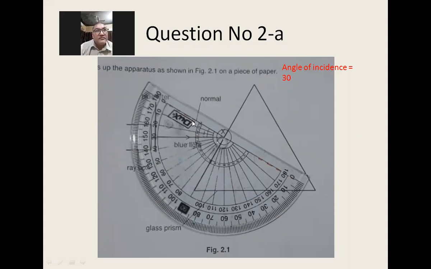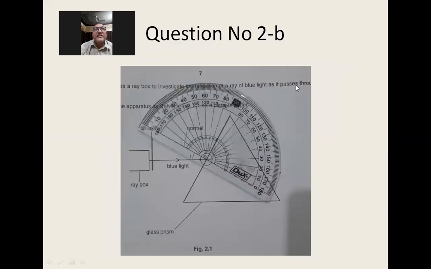You can see that the angle between them is 10, 20 and 30. So the angle of incidence is 30 degrees. And then they say the angle of incidence is 30, so we will fill that place.